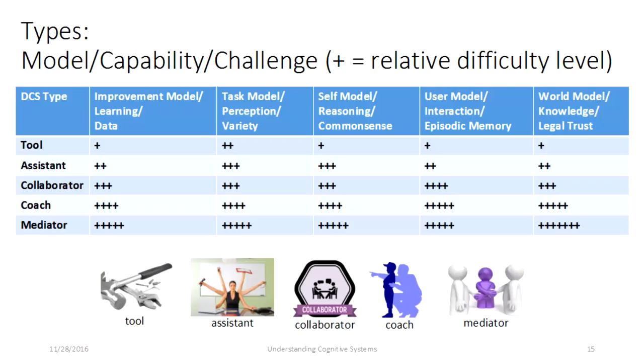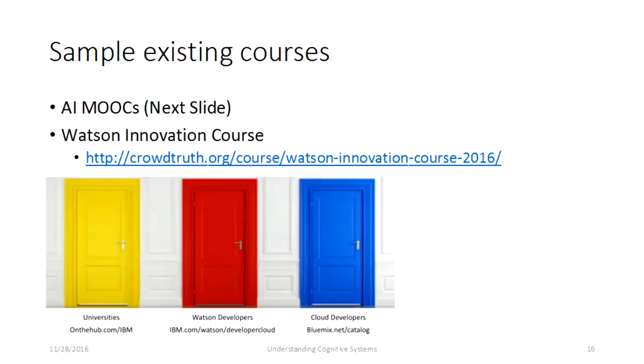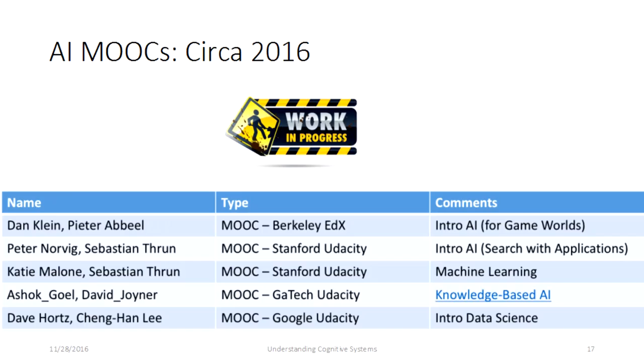So as we think about next generation cognitive curriculum, building these 5 different types of digital cognitive systems, and building these 5 types of models and capabilities and overcoming the challenges is important. As we look at the courses that exist today, my next slide will talk about some of the AI MOOCs, but there's also from IBM these Watson Innovation courses and various online tools that people can get at, the building blocks. Here are some of the popular AI MOOCs today from top universities.